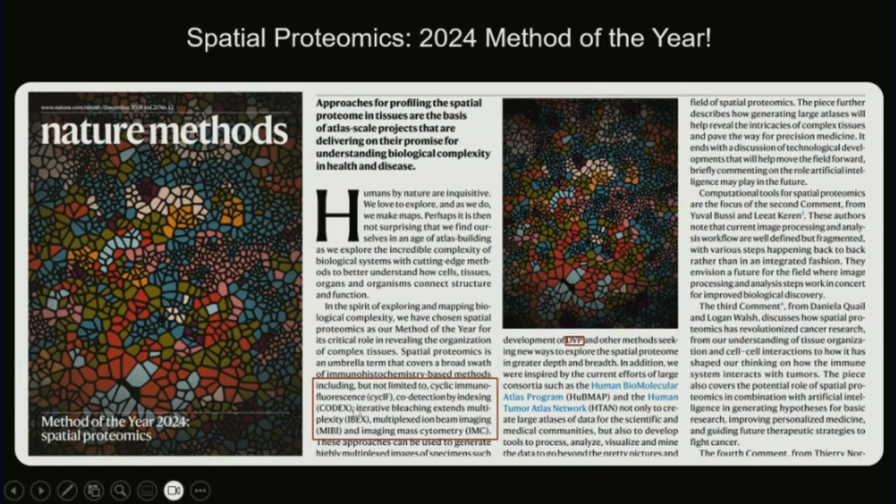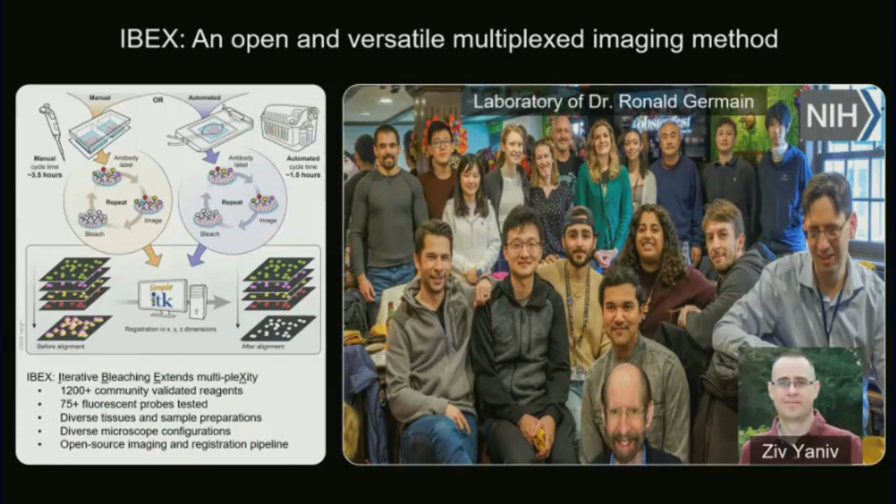And so, yeah, the method that I'll tell you about that we developed is called IBEX. And again, there's many methods. We developed this in the Germain lab at the NIH, and there were two approaches: a manual approach, which was very tedious, and then an automated approach where we use a fluidics device to deliver the antibodies and the dye inactivation solution.